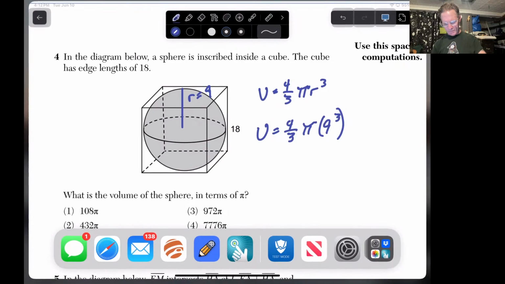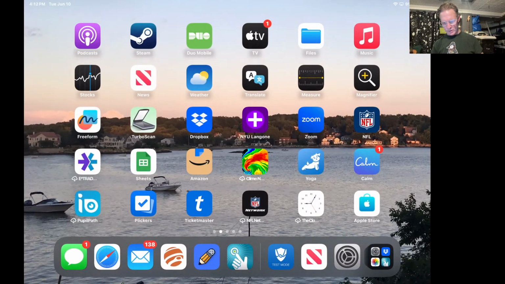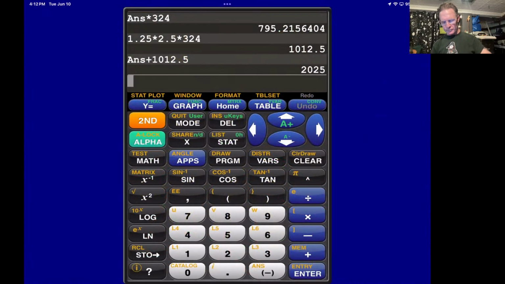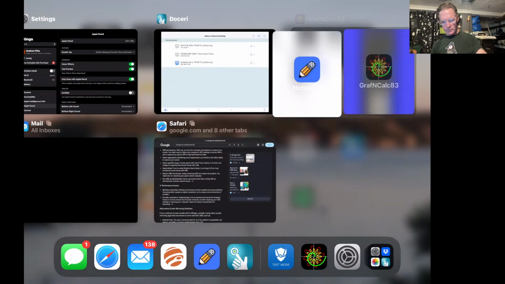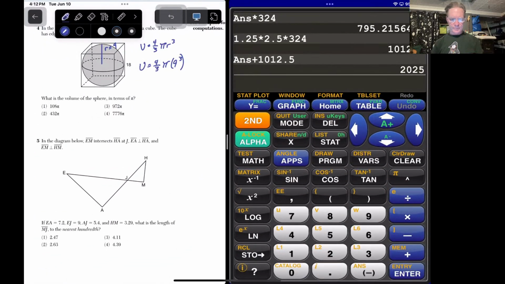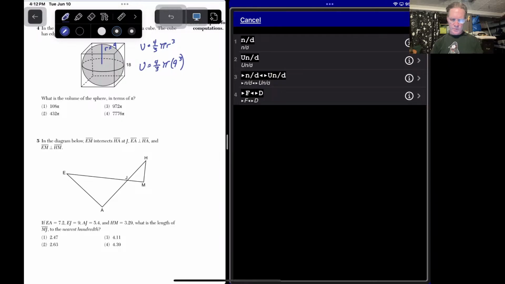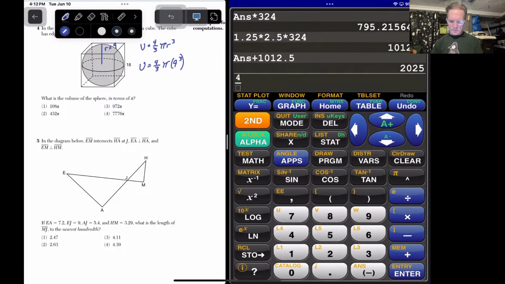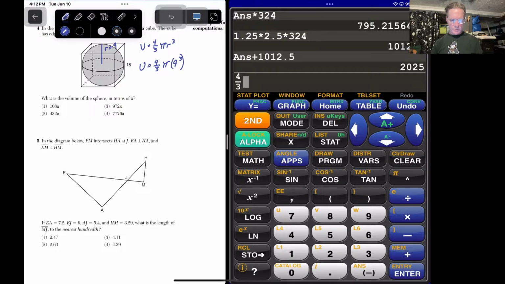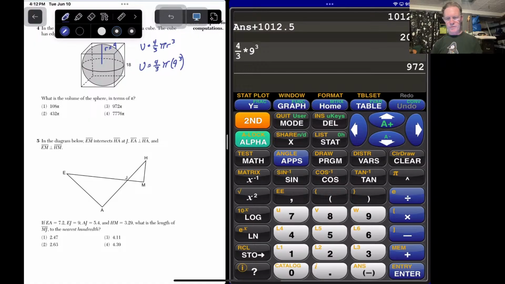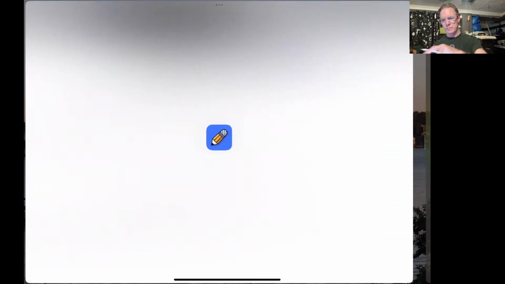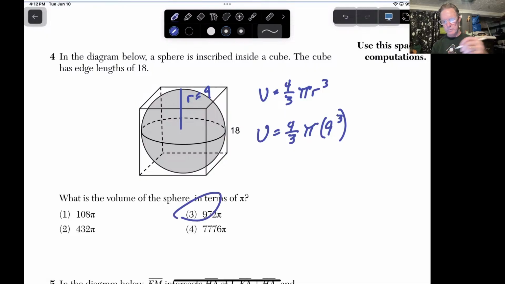Let's go ahead and plug that into our graphing calculator, which I have somewhere. Okay, so 4/3 times, well, we actually don't need to multiply by pi, right? Because it's just 9 cubed, because all the answers are in terms of pi. So there you go, it's 972 pi.